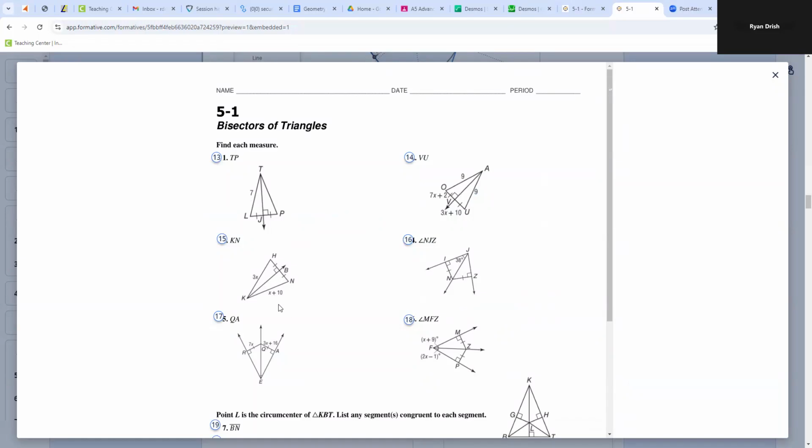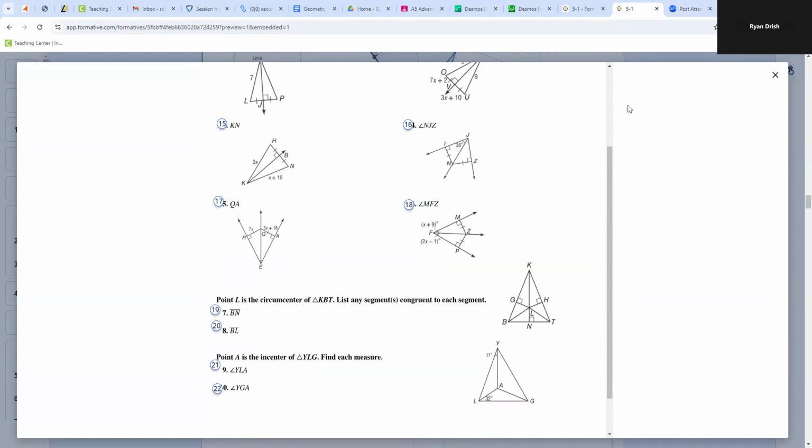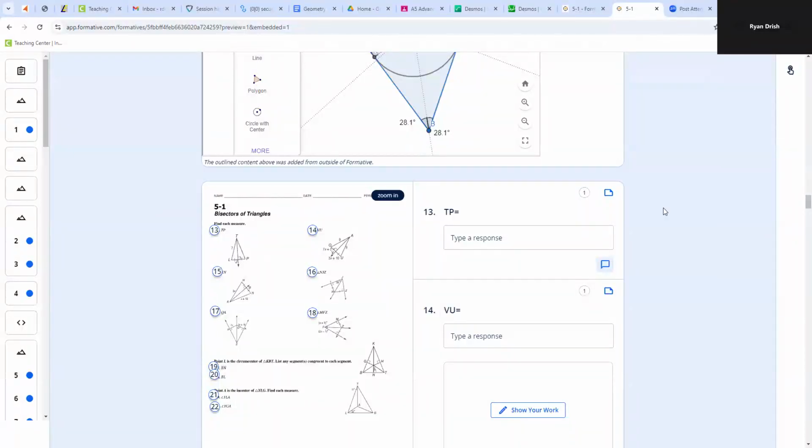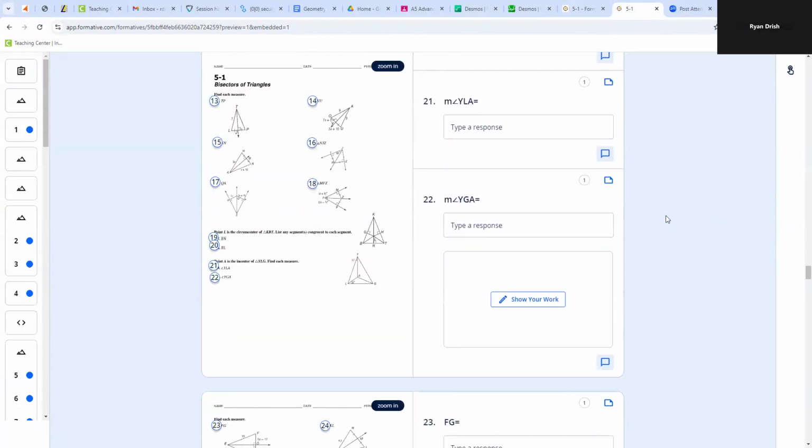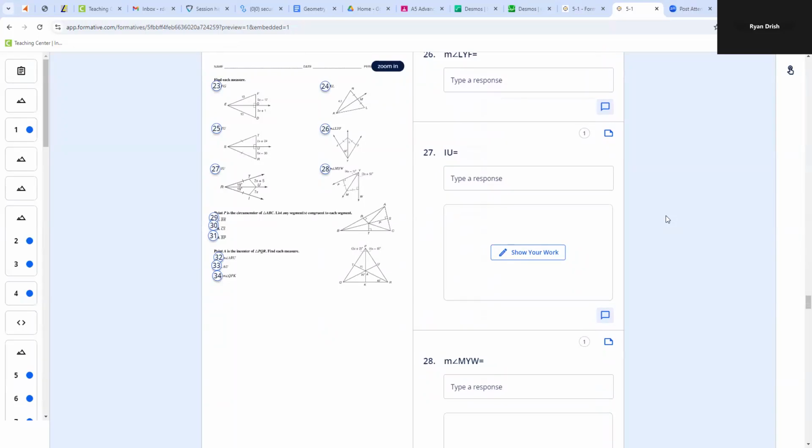So a lot of this homework is going to be just setting things equal to each other. Then we have some incenter and circumcenter vocabulary. You guys can work through those as well. And that is it.